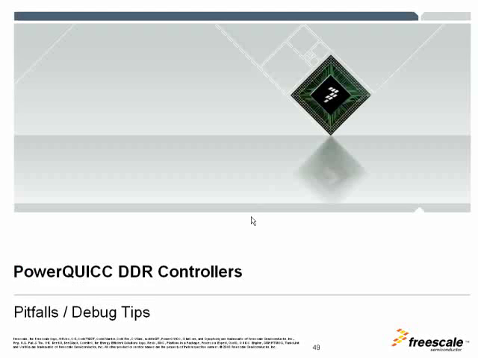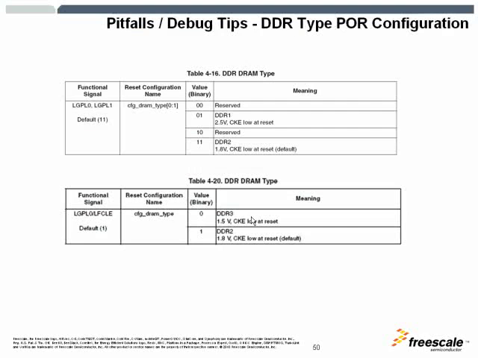Now here is the section where we're going to talk about all the pitfalls in debug that we've experienced during years of working on memory controllers and SDRAMs. Number one: if there is a power-on configuration pin to select a DDR type, make sure that configuration is correctly set. On the board itself, you should provide an option for the configuration of that pin.